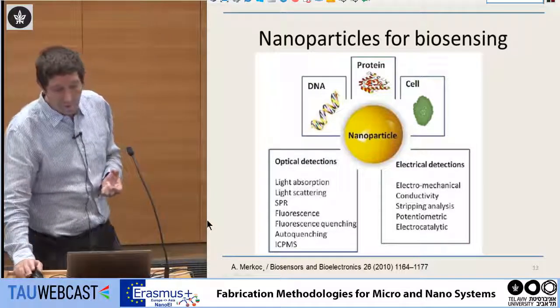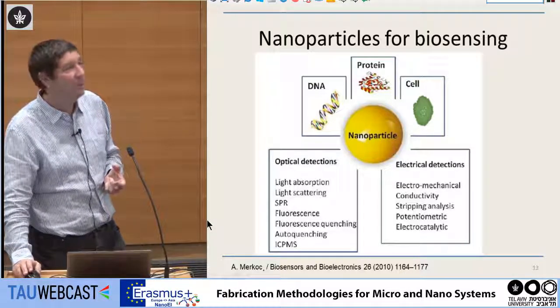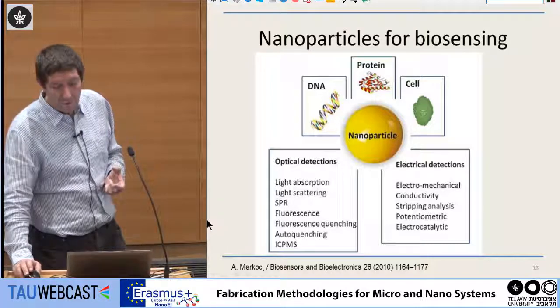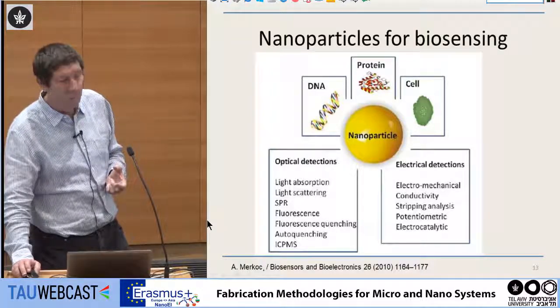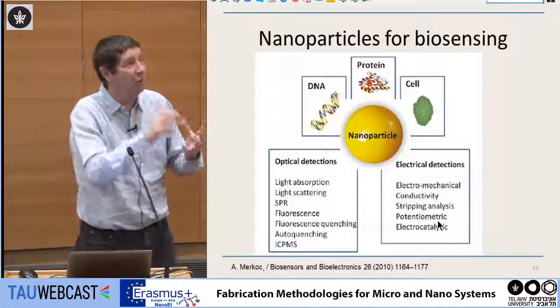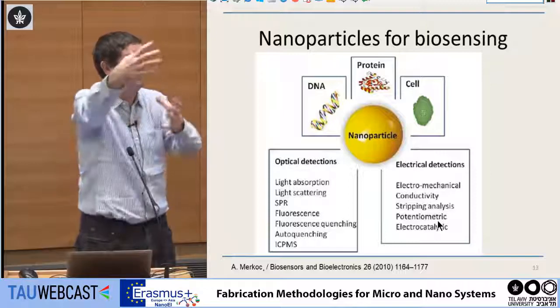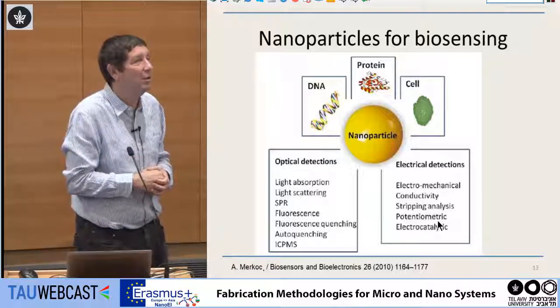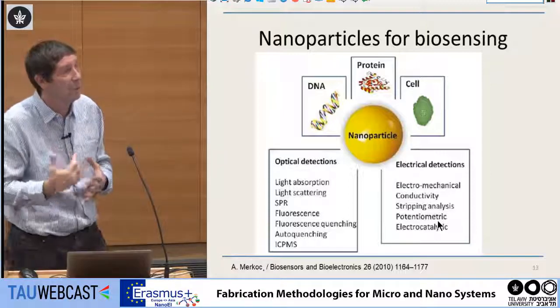Or you can measure their electrical properties. You can measure electrochemical conductivity. Their potential is changed because previously it was only gold. Now it's gold plus virus, gold plus protein. So the potential of the nanoparticle changes versus the solution, and you can measure it.